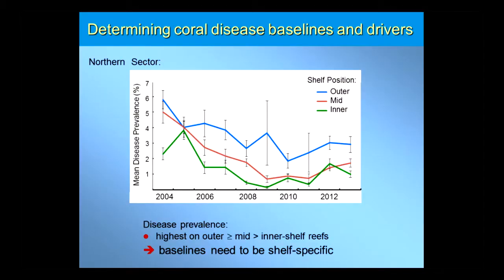The other pattern that's clear here is that there is a difference in disease prevalence between the different shelf positions, with disease prevalence being greatest, interestingly enough, on the outer shelf reefs, here, the ones shown in blue, and least here on the inner shelf reefs. But it does highlight the point that for developing baselines of disease prevalence, and I'll emphasize these are current baselines, obviously we're working within this last decade, we do need to develop baselines that are shelf specific. And that's the first step then in determining what's driving these diseases, and then to go on from there, how we could manage it.